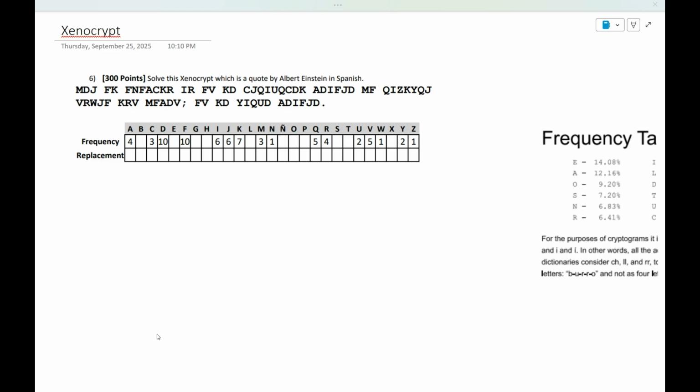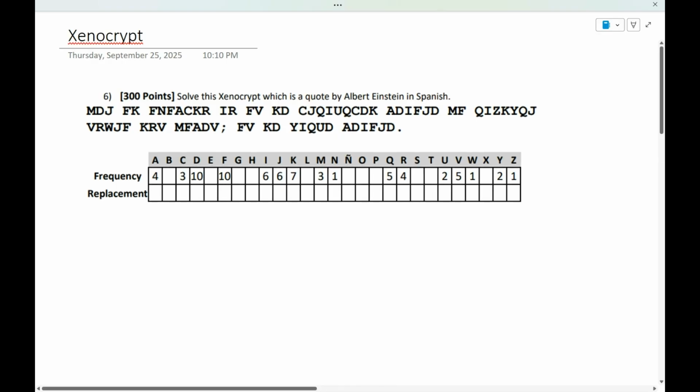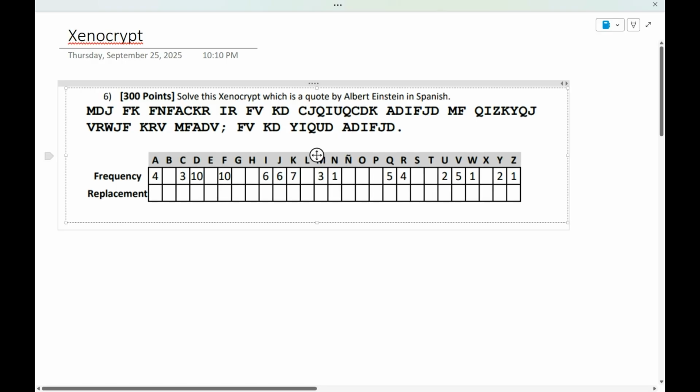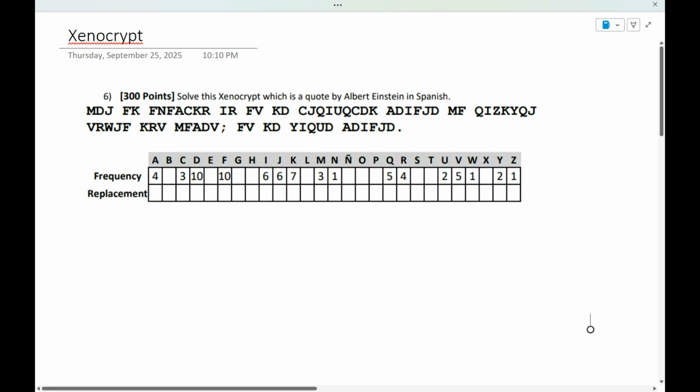And today we're going to be looking at one of the last Codebusters ciphers that is left for us to cover, and this is the Xenocrypt cipher. And so, just a little bit of background if you've never heard about what the Xenocrypt cipher is, it's essentially similar to an Aristocrat cipher, except it is in all Spanish.